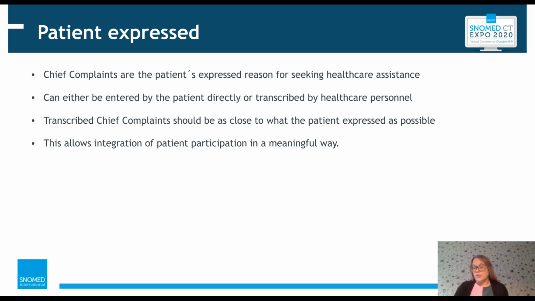Let's talk a little bit about chief complaints. In this context, chief complaints are the patient-expressed reason for seeking healthcare. They can be entered by the patient directly or transcribed by healthcare professionals. Transcribed chief complaints should be as close to what the patient expressed as possible. This allows integration of patient participation in a meaningful way. Now over to Rikard.